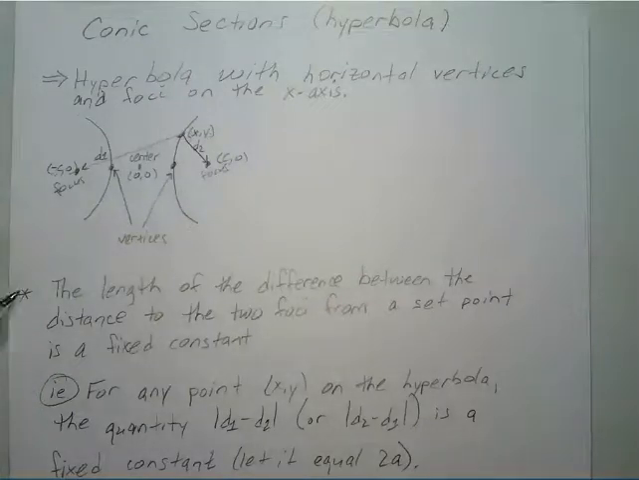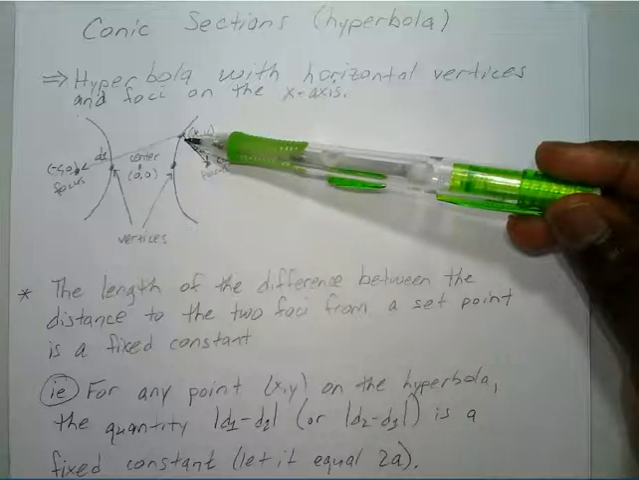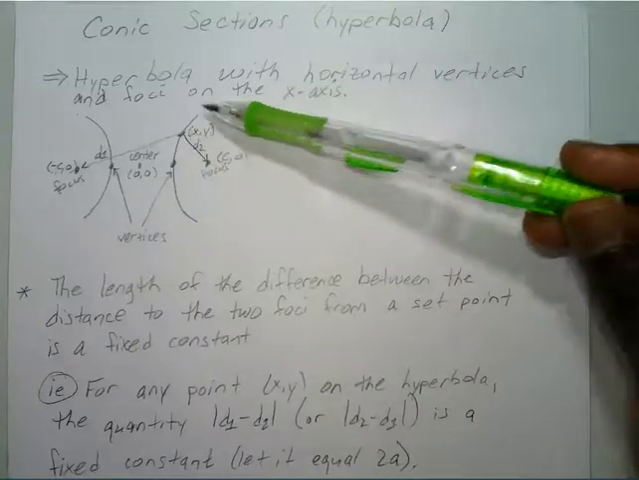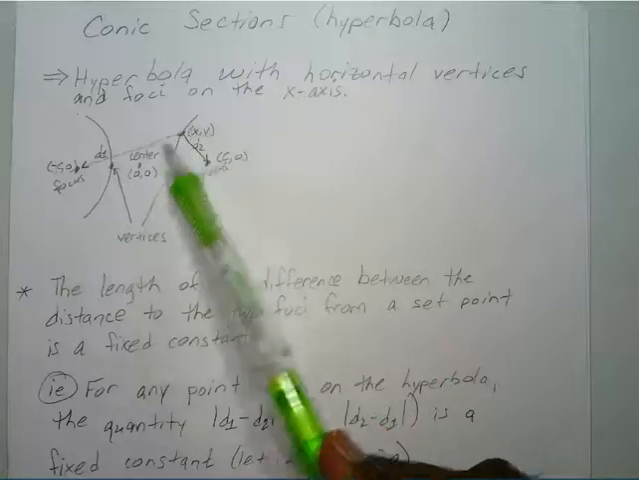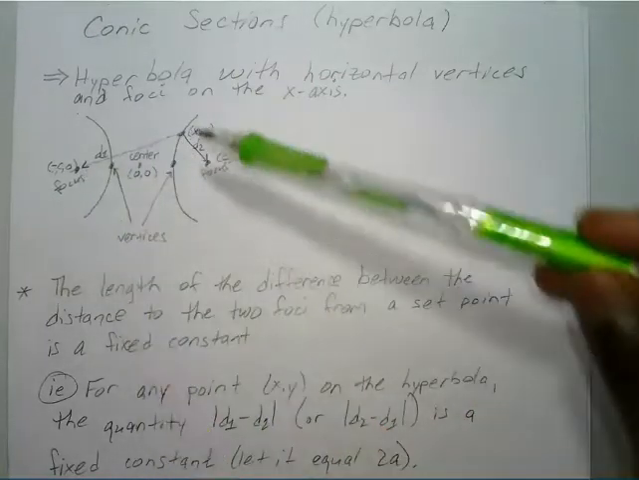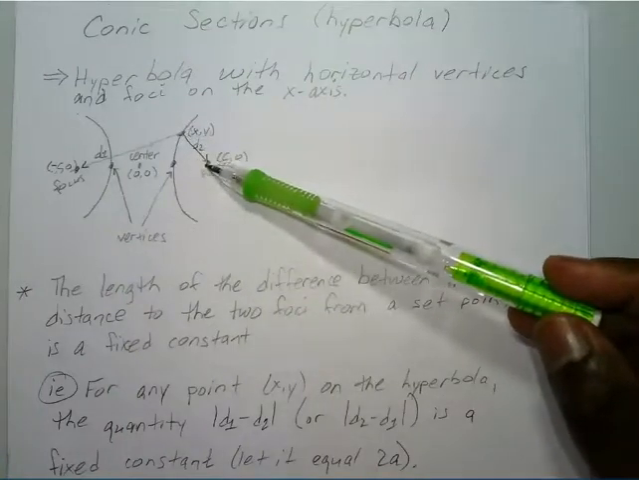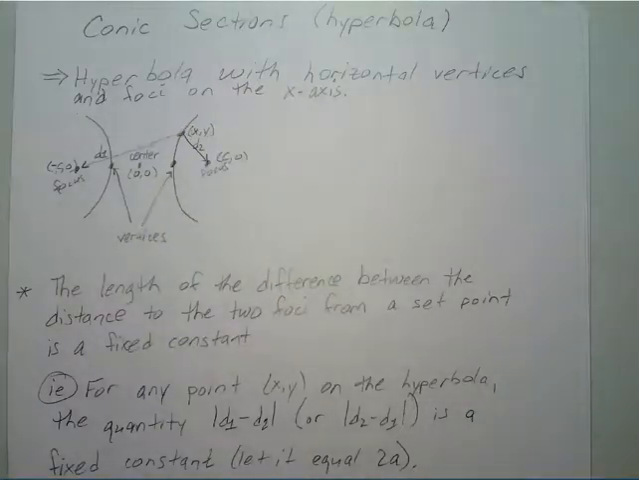Now, the difference between the distances from a point on the hyperbola to the two foci is a fixed constant. In other words, if you have a point on your hyperbola, which we'll call (x, y), and you take the difference between distance 1, from that point to one focus point, and distance 2, from that point to the other focus point, then that will equal a fixed constant. In this case, we're going to let that fixed constant be 2a.